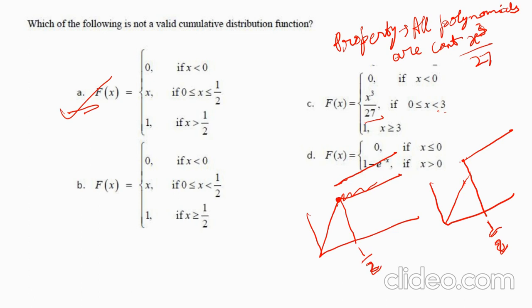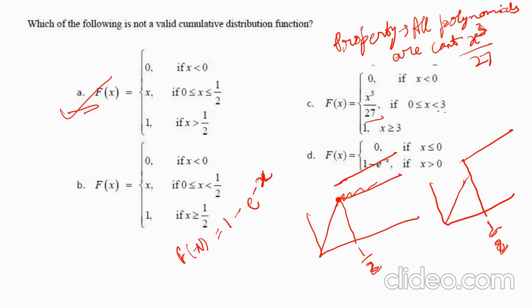Now check for the last one. Fx is equal to 0 when less than or equal to 0, and at greater than 0, it is 1 minus e to the power minus x. So we also know that e to the power x is a continuous function. So e to the power minus x will also be a continuous function.